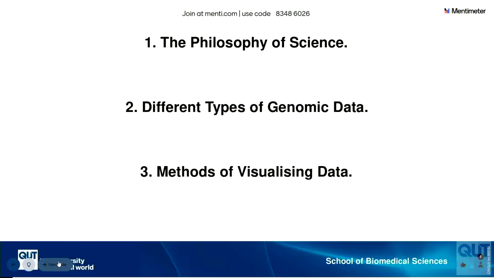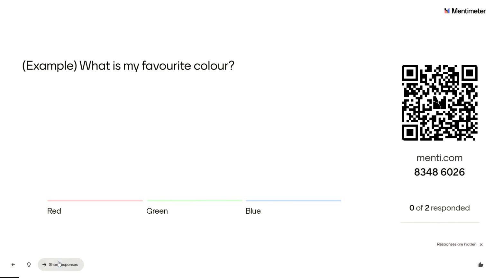So we're going to be covering 3 different sections today, the first being a little bit of philosophy of science, looking into how we actually think about the significance of our results and what the implications of that are. Then looking at different types of genomic data and how we analyze it afterwards at the end. So moving on. To start with, this is just a bit of an example question to get you all involved.